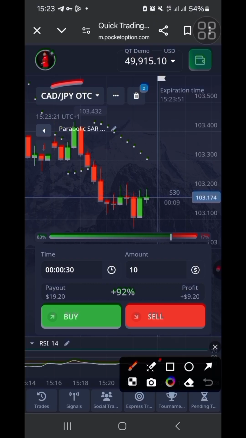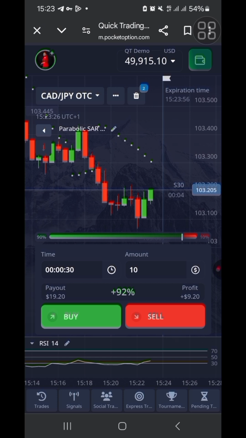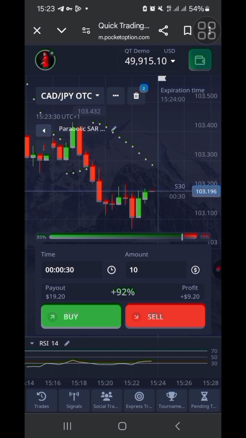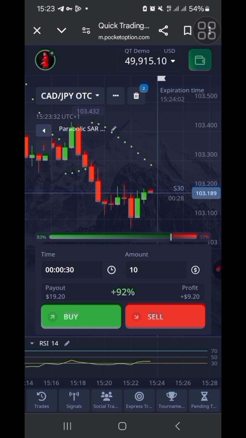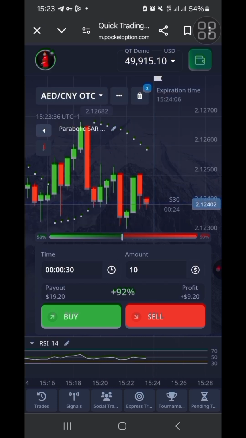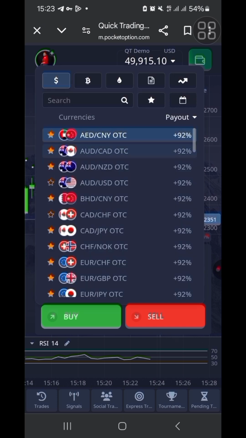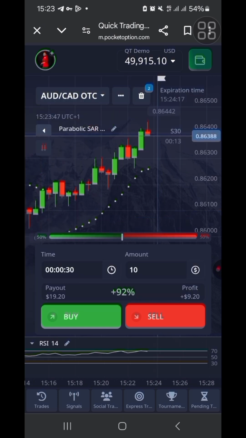This is where to choose your currency pair. This place written CADJPY, that's Canadian dollar and another currency, the Japanese currency. So you click on it and you choose the best currency pair that is in line with the strategy. This one is not in line with our strategy, so we are leaving it.